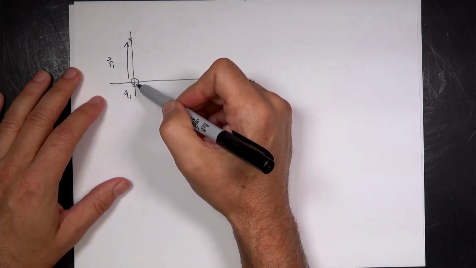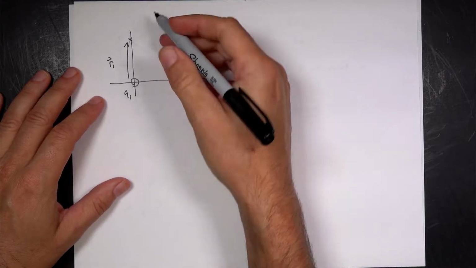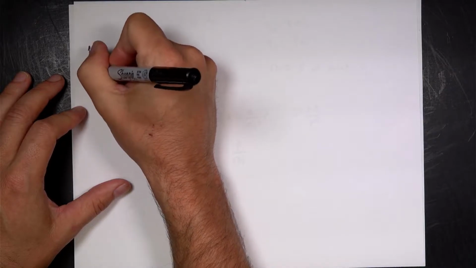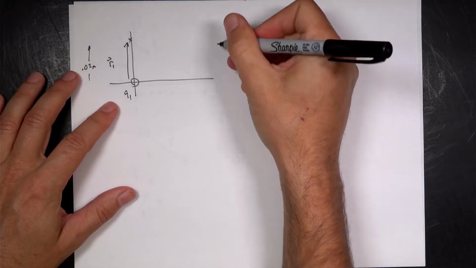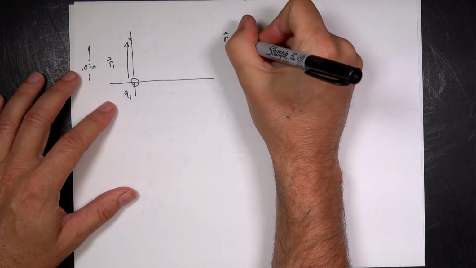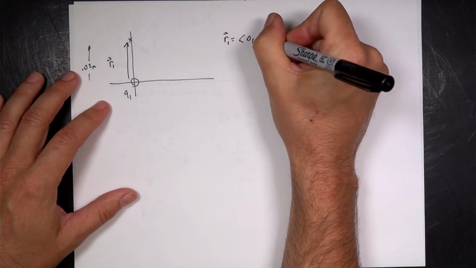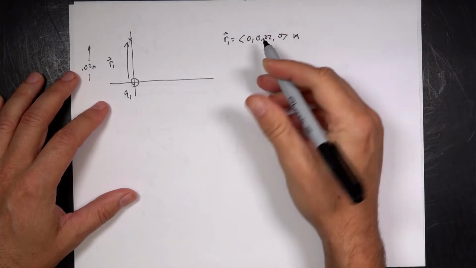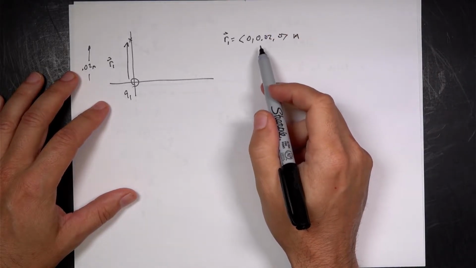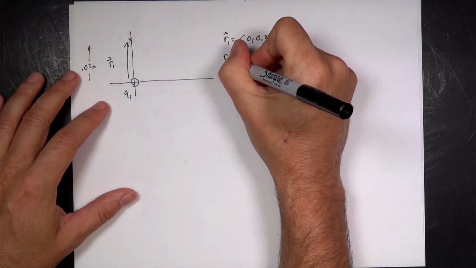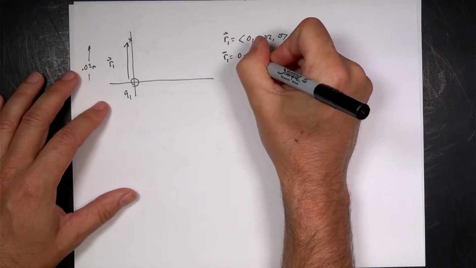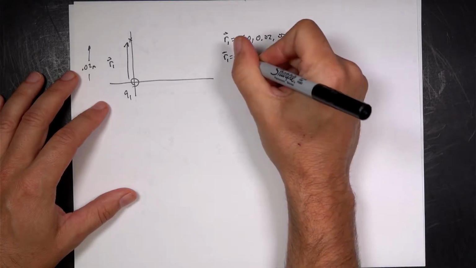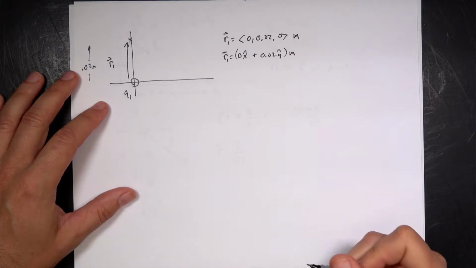Since Q1 is at the origin, and this is 0.02 meters up, I can write this as a vector. R1 is the vector (0, 0.02) meters. I'm using this ordered pair version of a vector. You could write it like this too: R1 equals 0 x hat plus 0.02 y hat meters. That's the same thing.